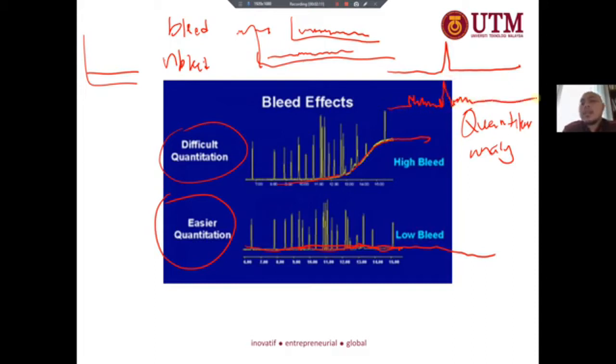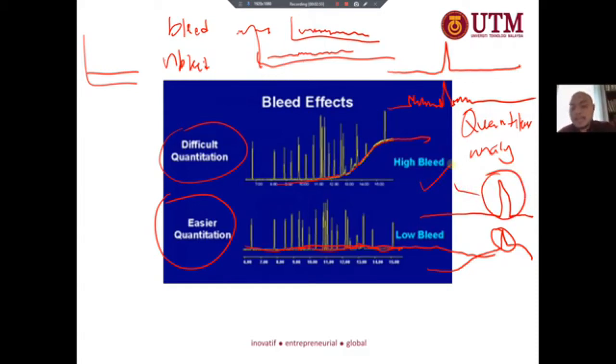Okay, so it will disturb your quantification. For example, if the column has a low bleed characteristic, and the second column, for example, at the higher retention time, you get a very huge bleed. If the column has no bleed, fine. But if the column has bleed, then the chromatogram suddenly increases the baseline, and you only see very small peaks. So if we look over here, this one is better for quantification. There are bleed effects that could disturb your analysis.